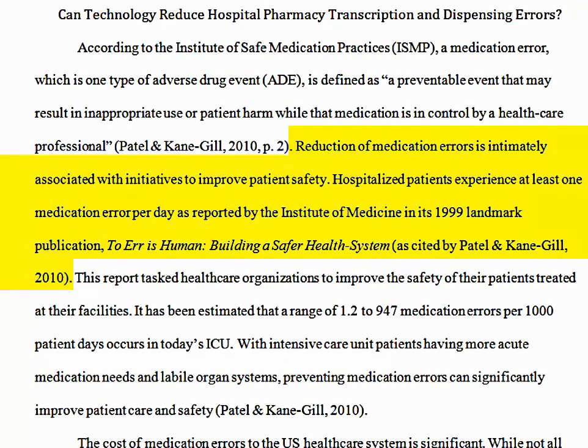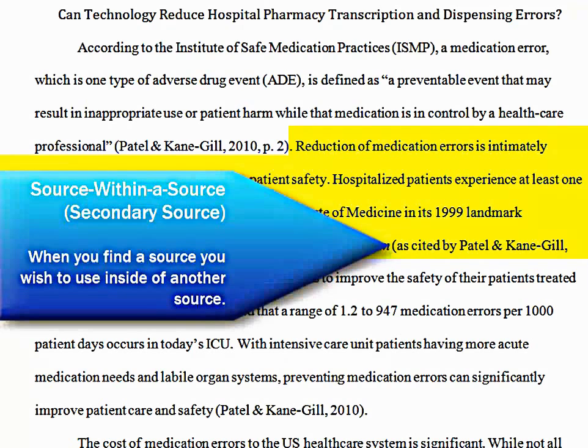This is an example of a source within a source, sometimes called a secondary source. In other words, if you run across a source that you really like, but it's being used by somebody else, what are you going to do? You can go ahead and use it if you can't find it, and all you do is use it in the way you wish to, which Chris did in this case, one medication error per day, but then told where that source was found. It was found in Patel and Kane Gill.